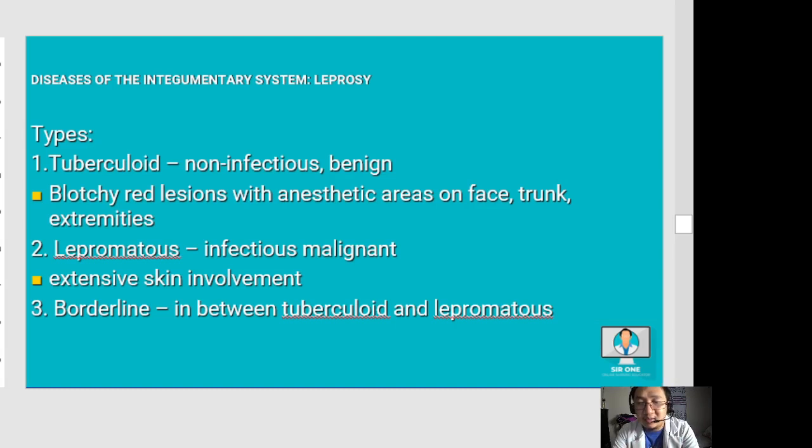Ulcerations can also happen in the nose, so the nose bridge is lost. Then natural amputation may occur because of the melting of the bones. Under the microscope, getting samples from the lesions, many microorganisms are found. Then borderline is in between tuberculoid and lepromatous, so it has the characteristics of both lepromatous and tuberculoid types.